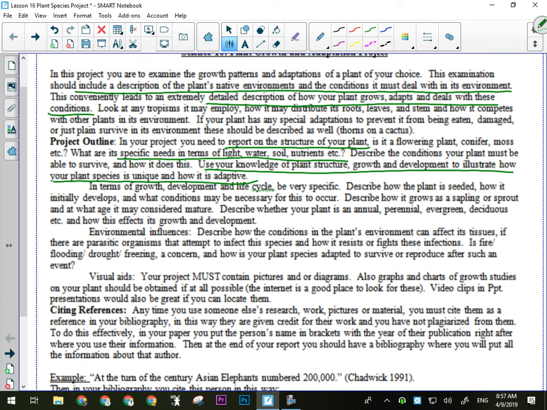Describe how it grows as a sapling or a sprout. Is it quick? What does the sprout look like? Does it look a lot different than the adult plant? At what age may it be considered mature? Is it annual, perennial, evergreen, deciduous, etc., and how does that affect its growth and development? If something is deciduous, obviously it only gets to grow for half the year.